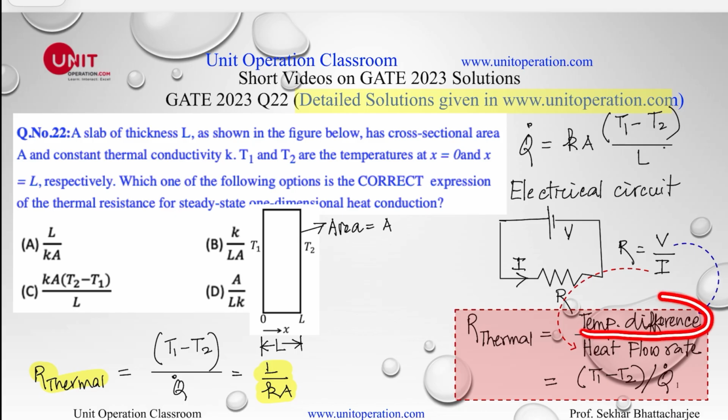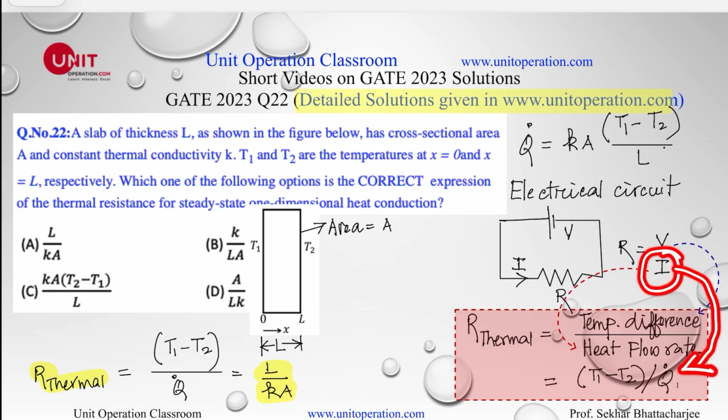So this is the potential difference, and because of the potential difference, there is a flow of current through the resistance. Similarly, because of the temperature difference, there is a flow of heat through this slab, and the equivalent of current is the heat flow rate. So the potential difference is equivalent to the temperature difference for thermal resistance, and the equivalent of the current is the heat flow rate.